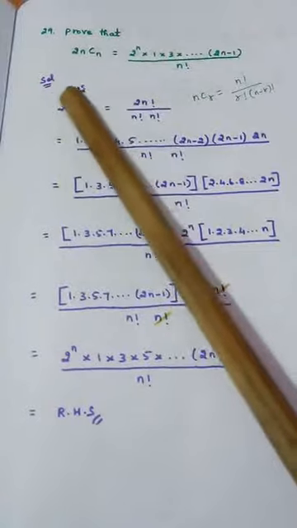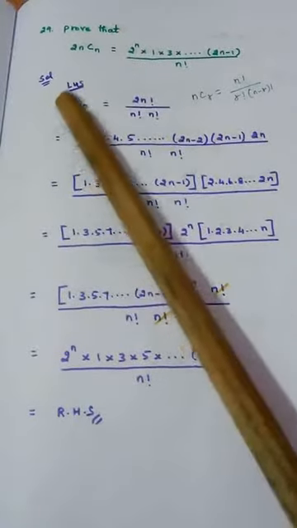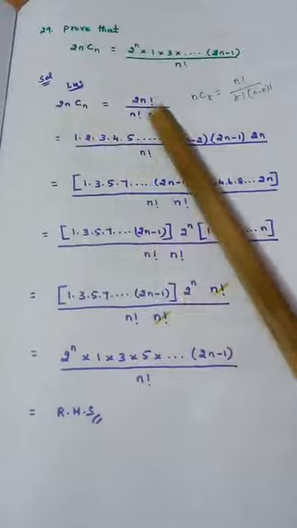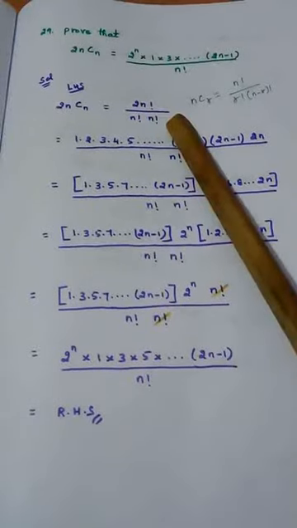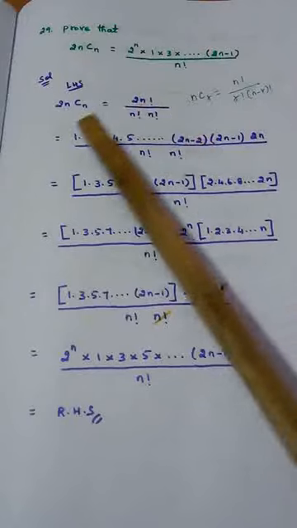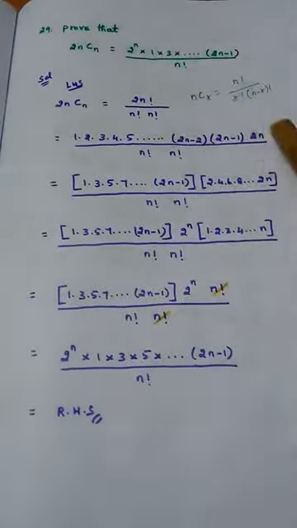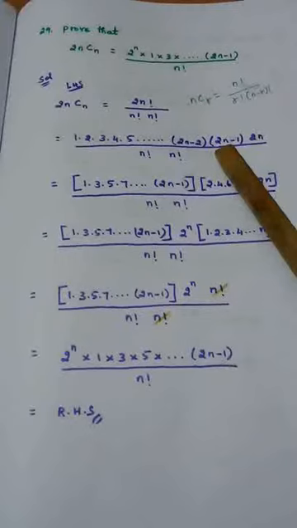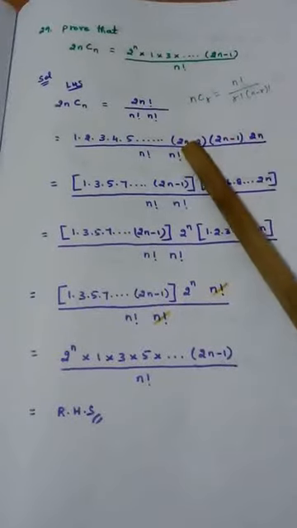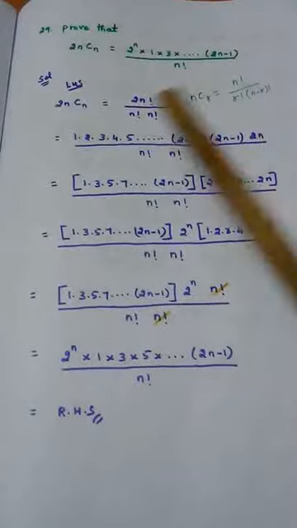Apply this. n factorial means 2n factorial by n factorial. Then you subtract these two. 2n minus n is n, so n factorial. What is the meaning of factorial? From 1 to that number. So I should start from 1, 2, 3, etc. and then I should end up with 2n. Before 2n what will come? 2n minus 1. Before 2n minus 1 what will come? 2n minus 2. So I have written like this.